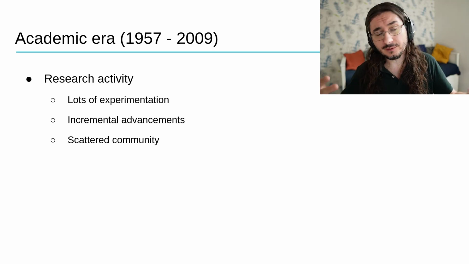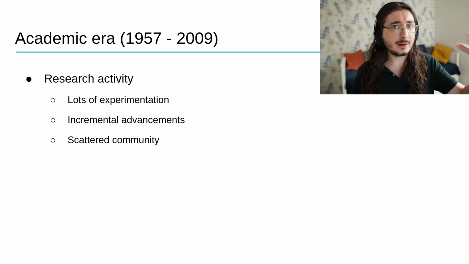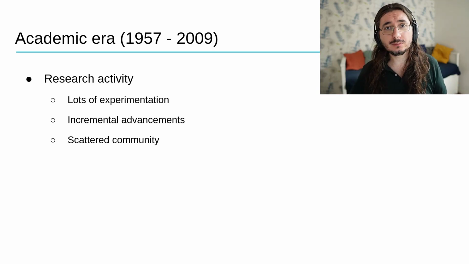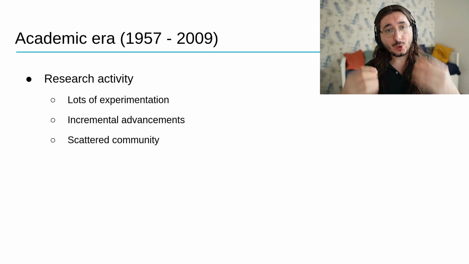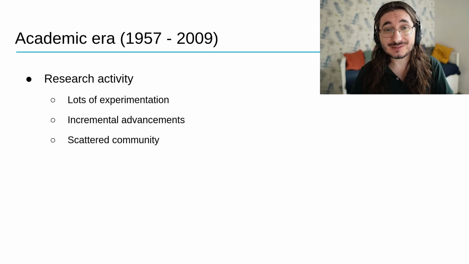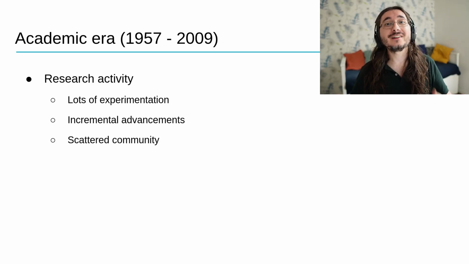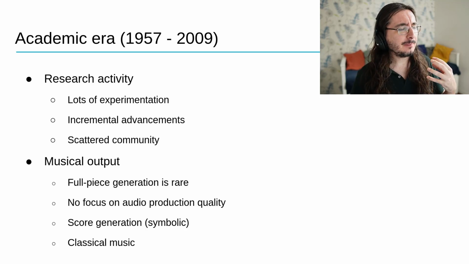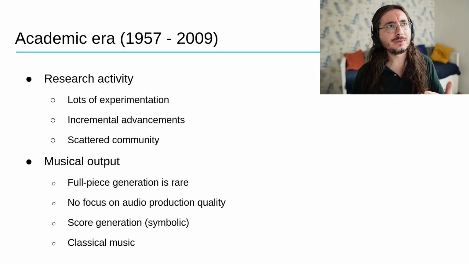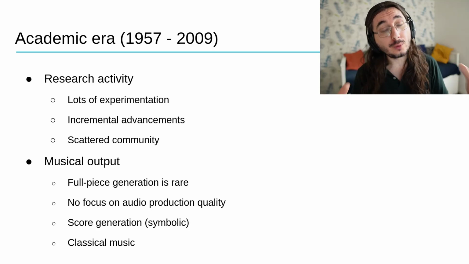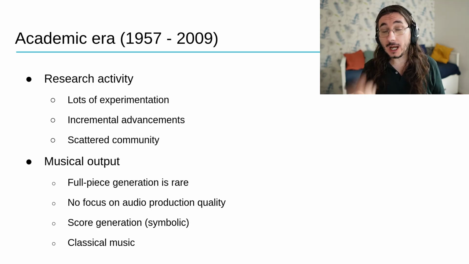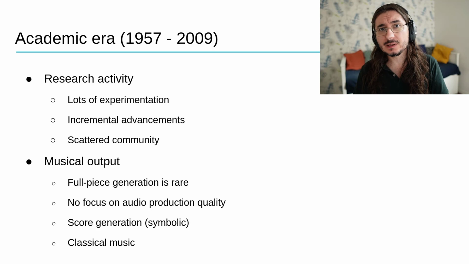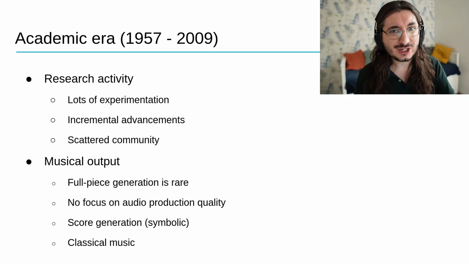You have people from different disciplines, like for example from computer science, AI, music composition, music cognition, who work on algorithmic composition and generative music, but there isn't necessarily a single forum where people can collaborate together. In terms of the musical output, the majority of the algorithms don't necessarily focus on the generation of full musical pieces, but rather on part of it, like for example, generating melodies or chord progressions.